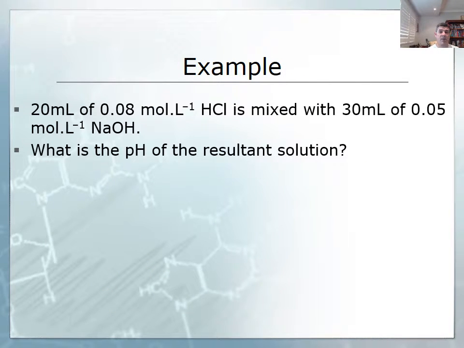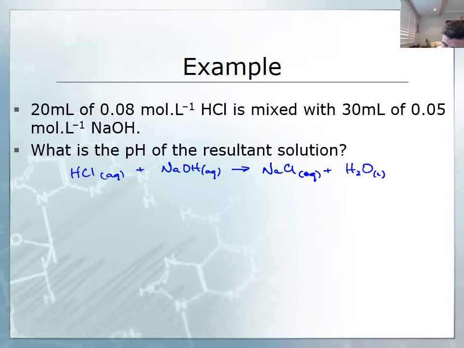So a quick example to walk us through. 20 mL of a 0.08 molar hydrochloric acid solution is mixed with 30 mL of a 0.05 molar sodium hydroxide solution, and we need to find out the pH of the resultant solution. When you're working through these examples, you first of all need to make sure that you have a balanced equation. The balanced equation is only important in this case because we're interested in the mole ratios: HCl plus NaOH gives NaCl, aqueous, and H2O.